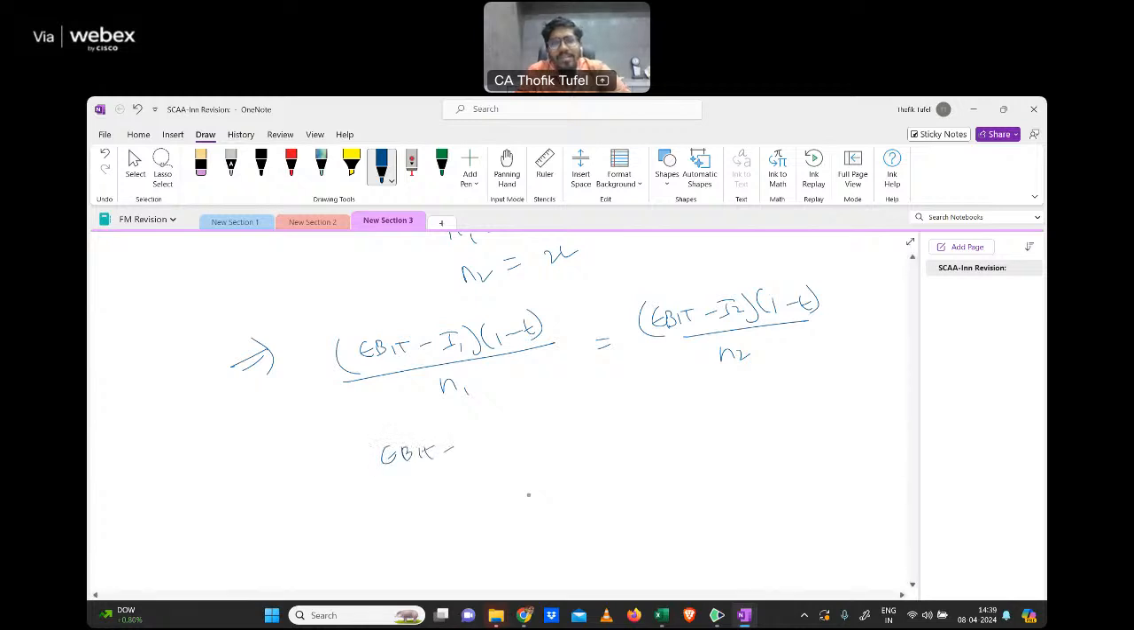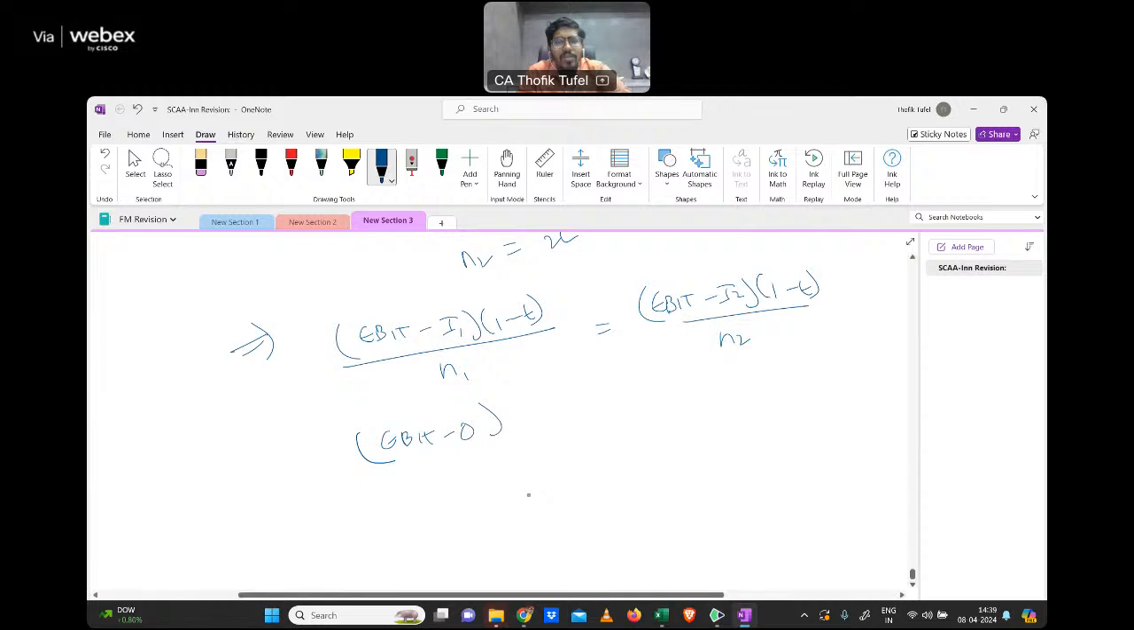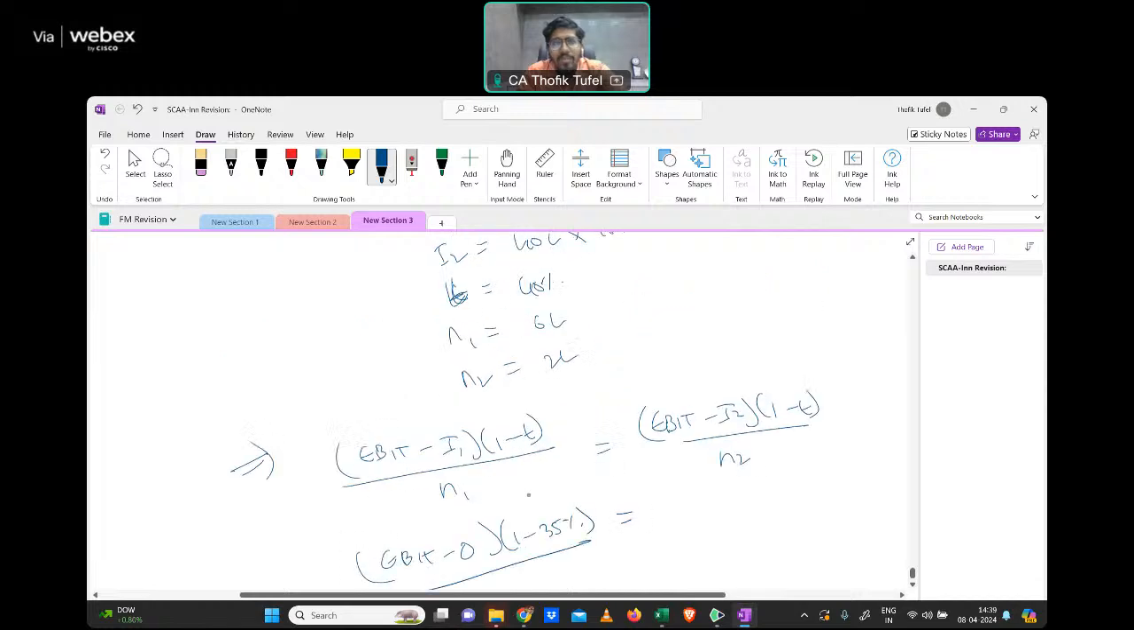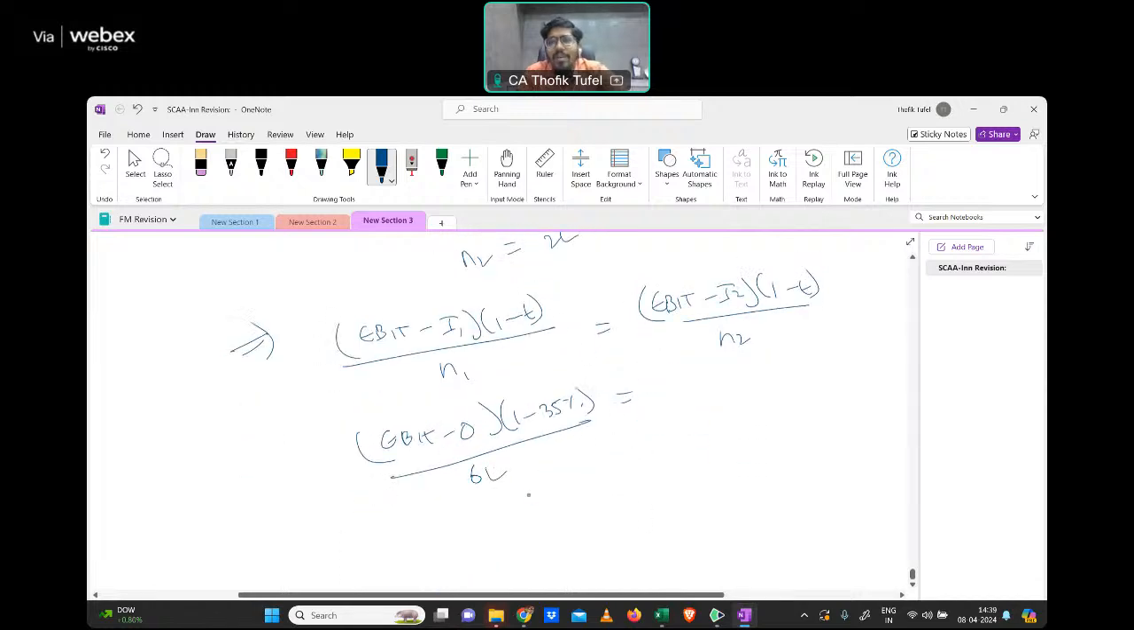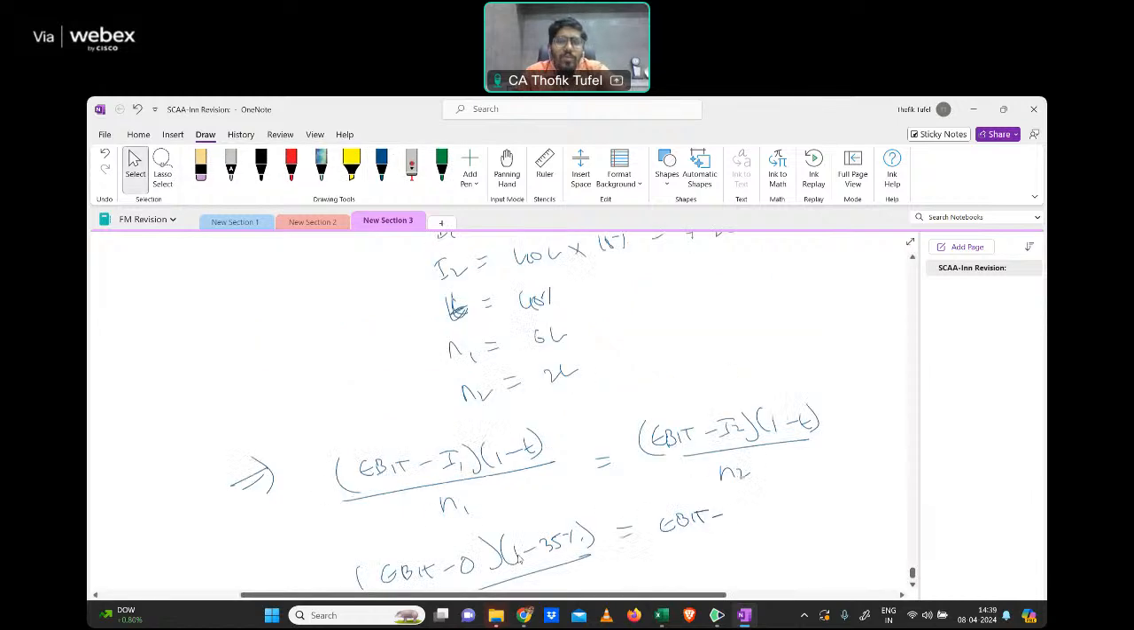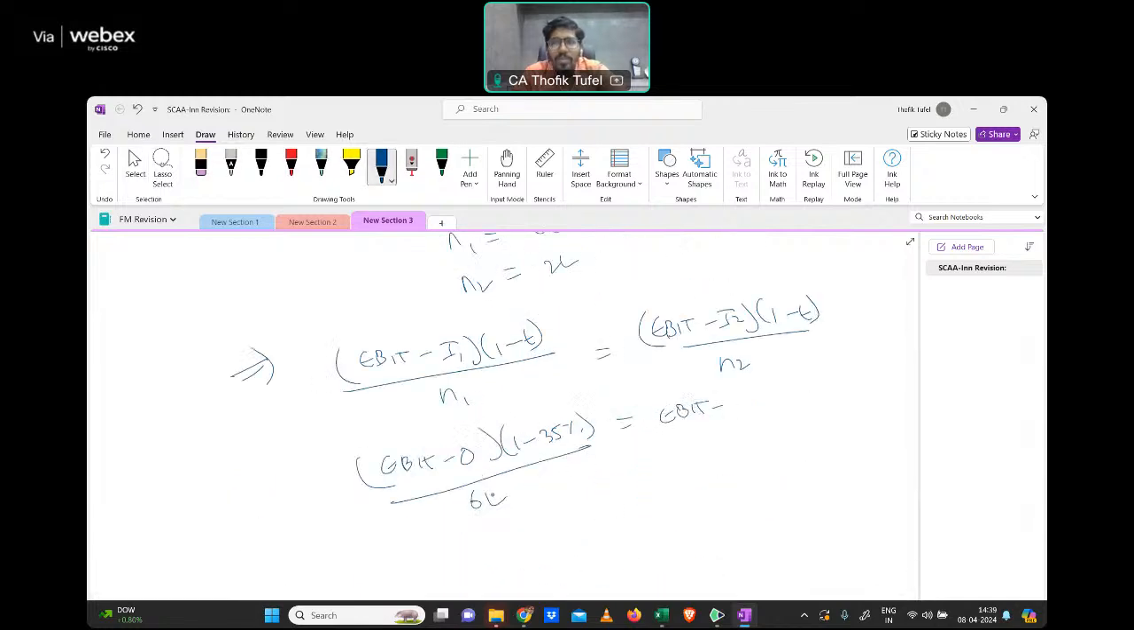Now EBIT minus the interest in option 1, no interest. So EBIT into 1 minus 35%, divided by N1, which is 6 lakh, is equal to EBIT minus I2. What is your I2? It is 7.2 lakh rupees, into 1 minus 35%, which is 65%, divided by 2 lakh here. So this 2 lakh is cancelled and the 6 lakh becomes 3 lakh here.